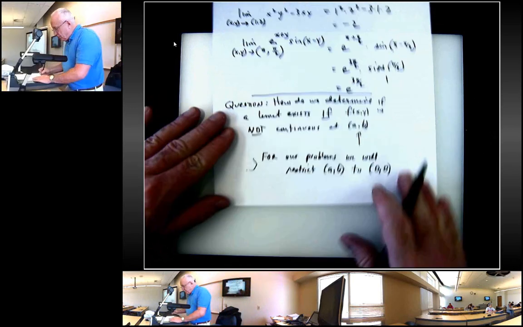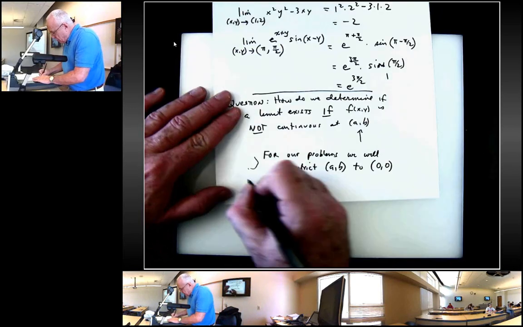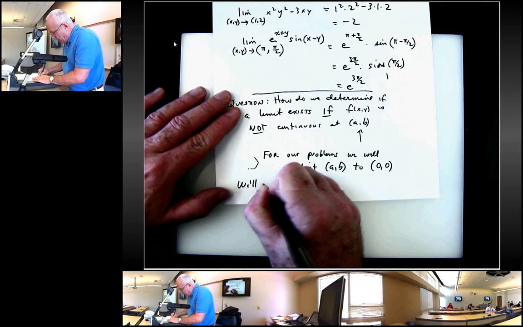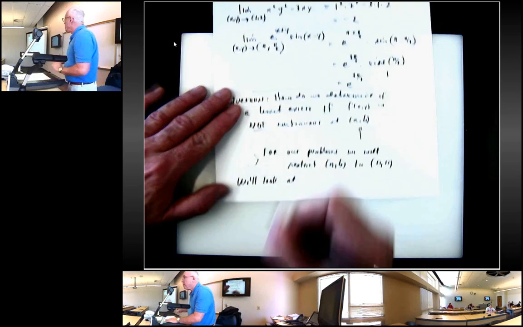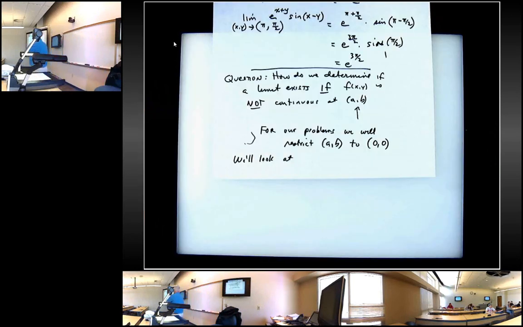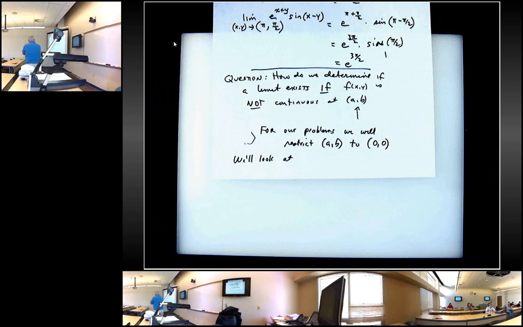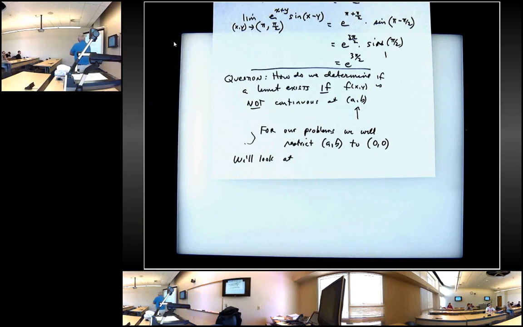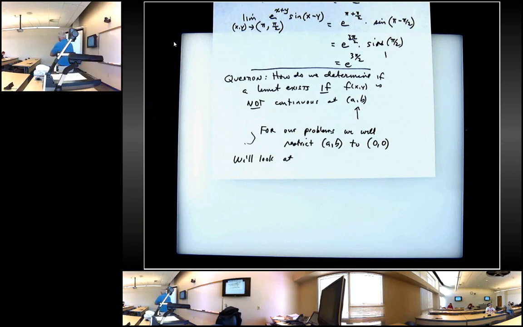So we're going to be looking at functions, with this restriction. What we're going to look at then are functions that are not continuous at (0, 0). Instead of looking in general terms at any a and any b, we're just going to look at functions that are not continuous right there at the origin, and then see if we can find a limit. Does that make better sense?